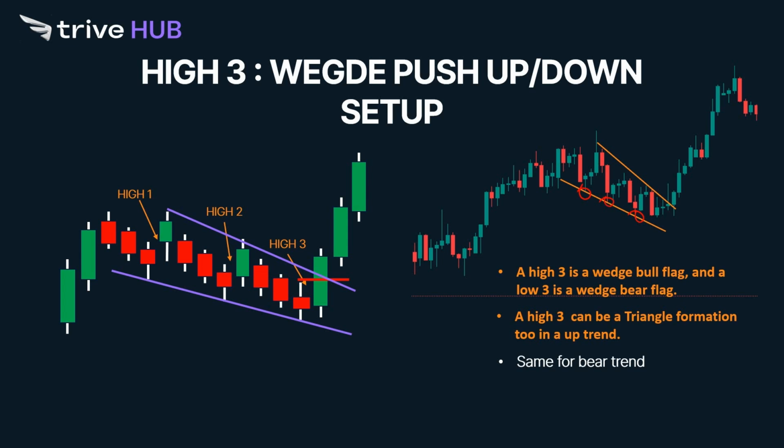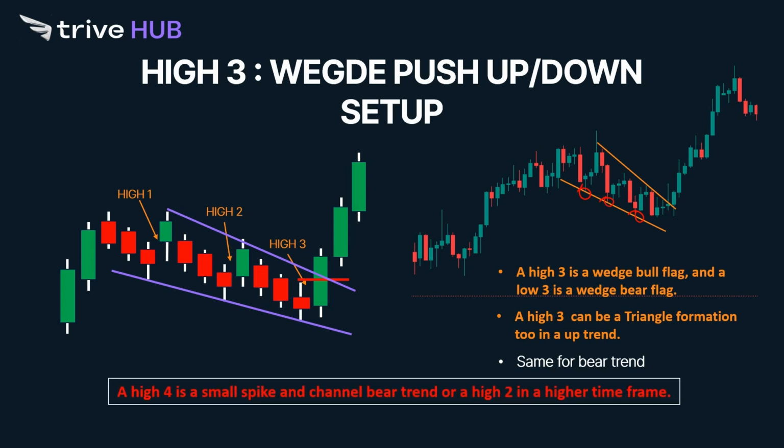Now let's talk about what a high 4 is. So a high 4 is not a pullback. High 4 entries are just bear channels. That is no longer a pullback. It is going to be a bear channel, and that particular bear channel is itself a downtrend on a short time frame. So that is a bear channel.